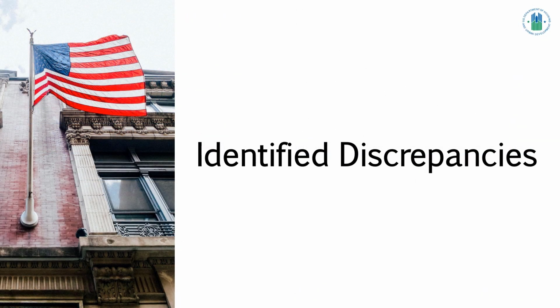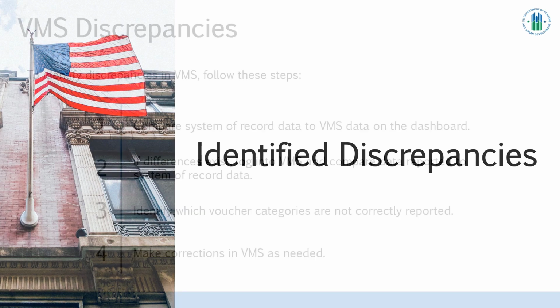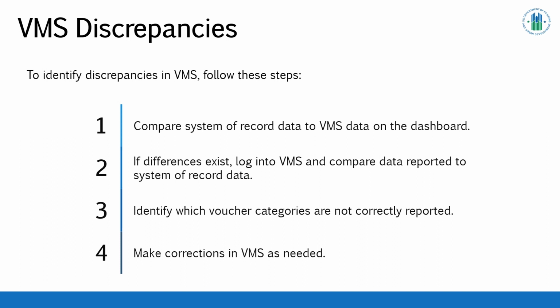Now, let's talk about how to identify discrepancies and how to proceed when discrepancies are found. To identify discrepancies in VMS, follow these steps. Compare system of record data to VMS data on the dashboard. If differences exist, log into VMS and compare data reported to system of record data. Identify which voucher categories are not correctly reported and make corrections in VMS as needed.